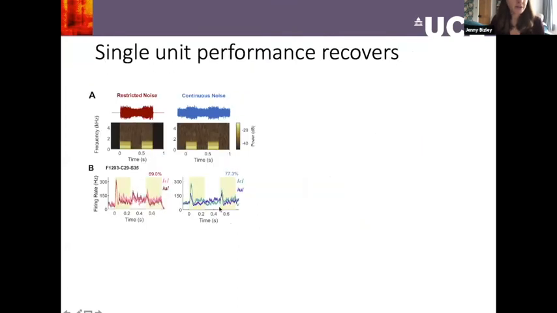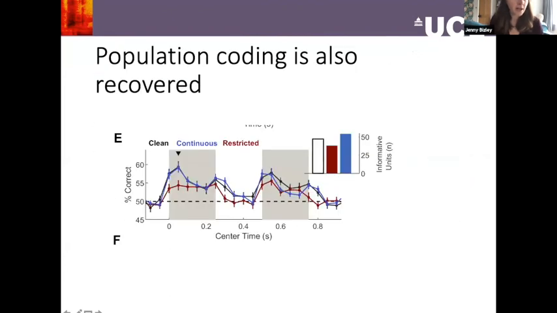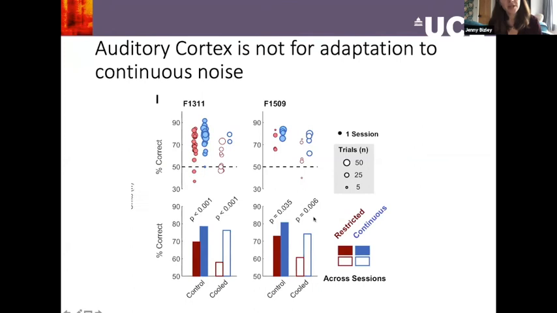Our single neuron performance recovers. And this additional spiking, which we see in the red case, which is the restricted, is now lost. So in the continuous case, we actually see a suppression of the cortical responses. And the population coding too is recovered. And actually this particular feature is not dependent on auditory cortex. So when we silenced auditory cortex, we didn't see any effect on performance in the continuous noise case.